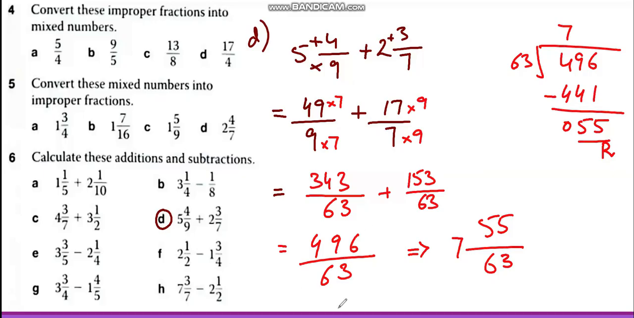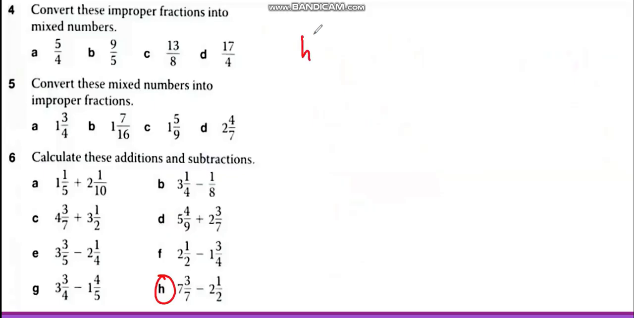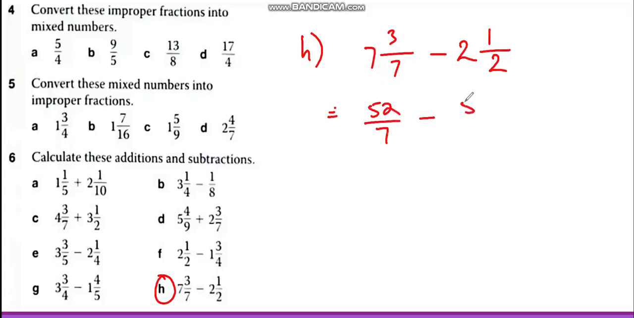Now I will do the H part, where it is subtraction. So it is 7 and 3/7 minus 2 and a half. So first we need to convert mixed numbers into improper fractions. So it will be 7 times 7, which is 49, plus 3 is 52. So 52 over 7 minus 5 over 2.